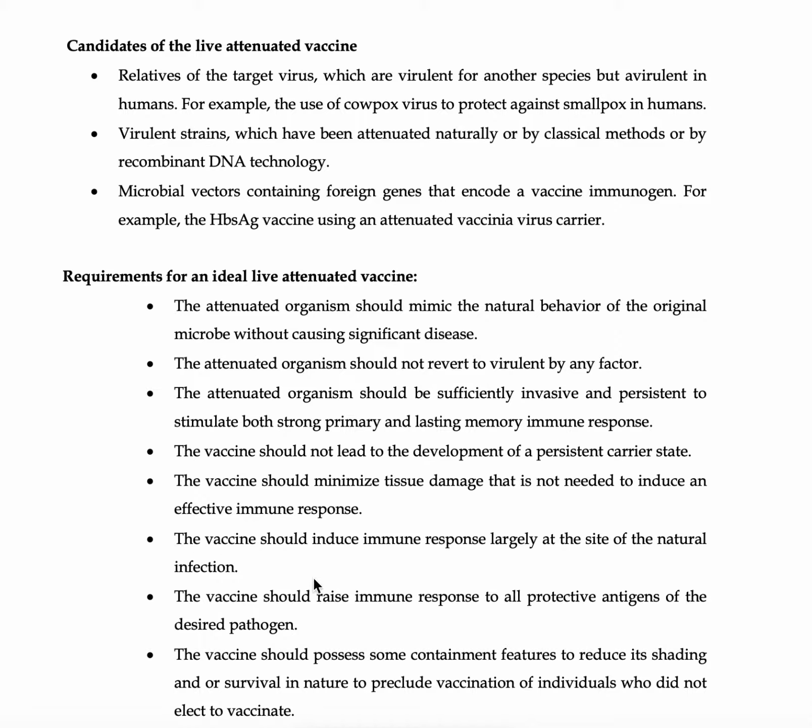And then the vaccine should induce immune response largely at the site of the natural infection. So natural infection means, we know different pathogenic organisms cause infection in different organs or tissues. So it is desirable that the candidate vaccine will induce immunity in its natural area of infection. Such as if it infects the lung, it should induce immunity in the lung. Otherwise it will not help us, right?